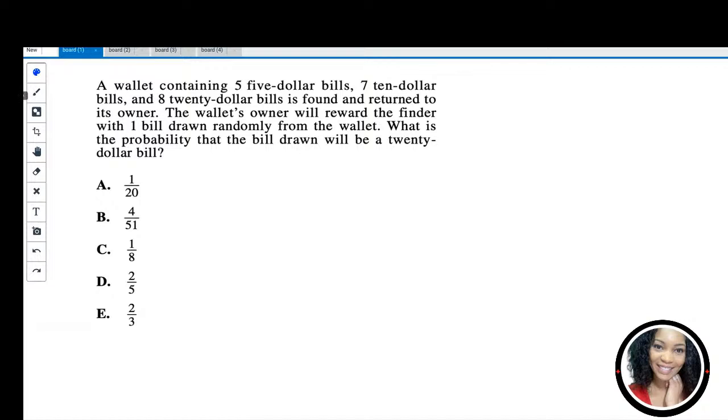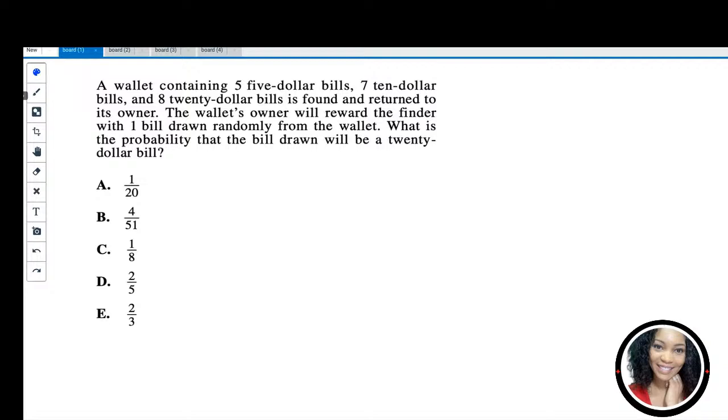So our last question reads, a wallet containing 5 $5 bills, 7 $10 bills, and 8 $20 bills is found and returned to its owner. The wallet's owner will reward the finder with 1 bill drawn randomly from the wallet. What is the probability that the bill drawn will be a $20 bill?